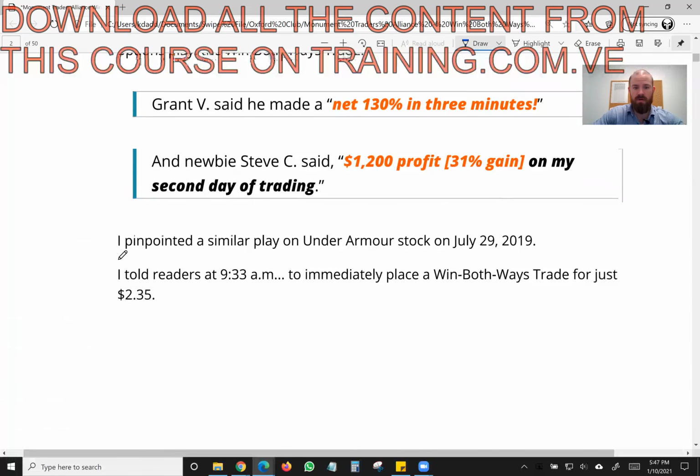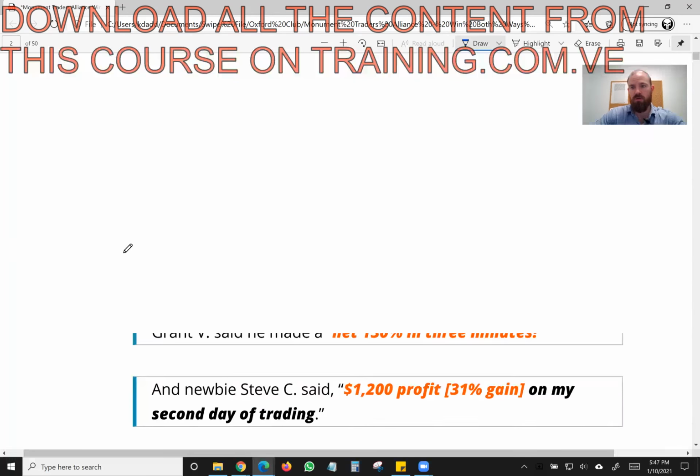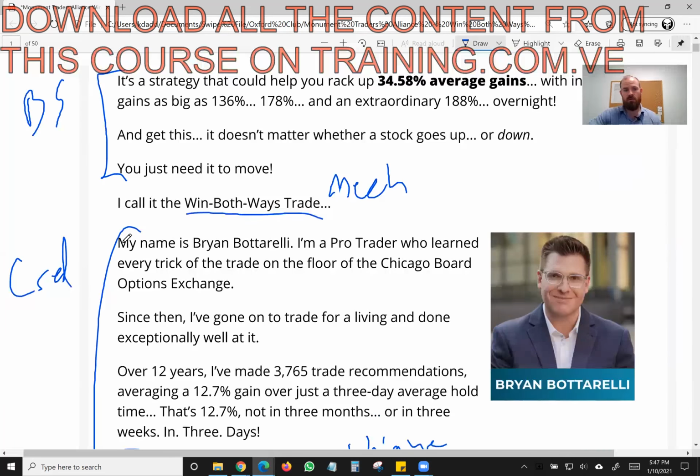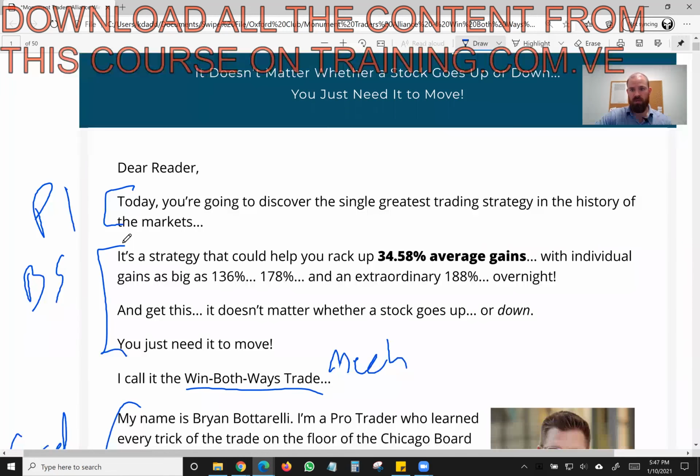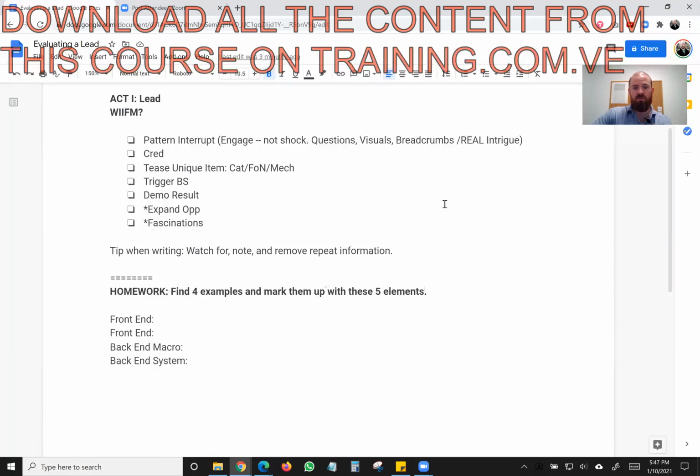Like now it's a matter of execution because you can see the pieces in here and you can see it very tightly done in just one page. So again, the homework is going to be as written here: find 4 examples with these 5 elements. And if you could find the other ones too, expand the opportunity and have fascinations, that's fine as well. But yeah, so find them, dissect them yourself, and bring them back, and let's discuss them. And that's it.